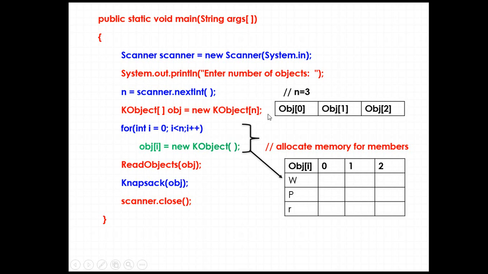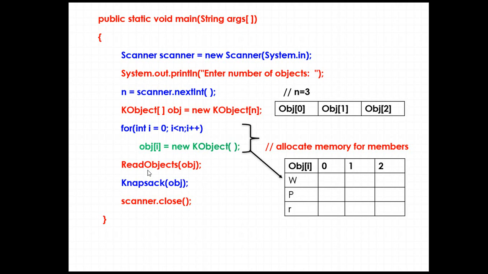So 3 objects are going to be initialized, and that is of type KObject. So KObject will have the data members p, w and r. The memory will be allocated for those 3 objects in these two instructions, right? Next, the next instruction in the main function is read object, where we are going to read the value of M, the value of P, the value of W, that is nothing but the knapsack capacity. Next, the weights of those 3 objects. Next, the profits of those 3 objects.